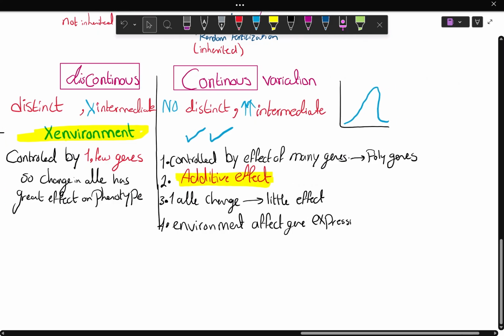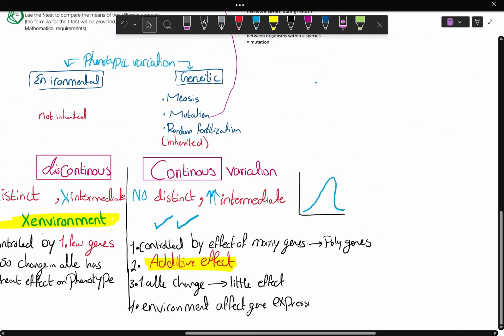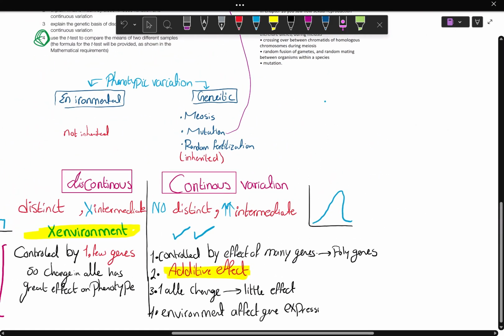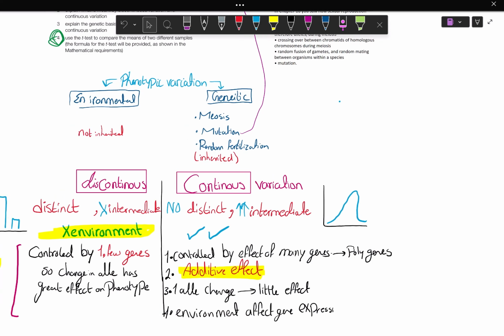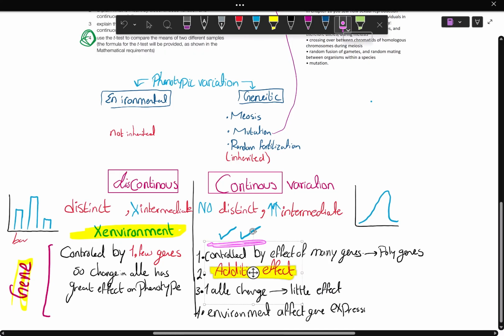Now we have the continuous variation. The continuous variation is something that is a bit more continuous. It has ranges. There's no distinct phenotype here. Something like, for example, the height. We have so many different heights. We have 150, 151, 151.5. There are so many intermediates in the middle, okay? And here the environment plays a role.